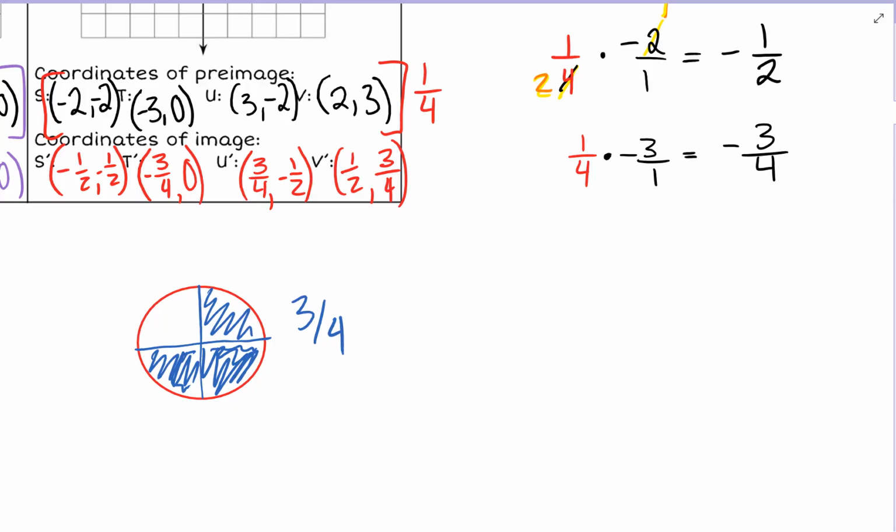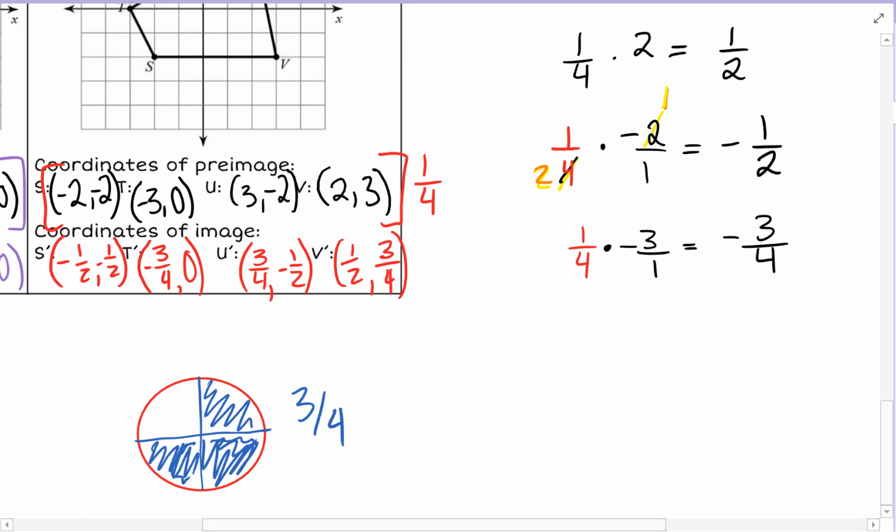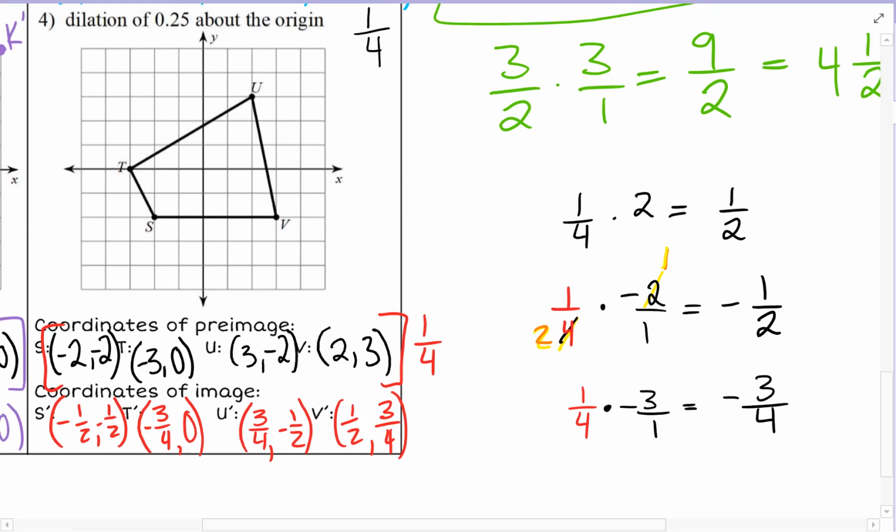Remember that 3 over 4 is less than 1, so it will be less than 1 unit when we are graphing. Let's go ahead and graph those. -1/2 and -1/2. I'm going to write in these values because that's going to help me a little bit. -1/2, -1/2 is right in the middle of that grid square. -3/4, comma 0. -3/4 is almost to 1.